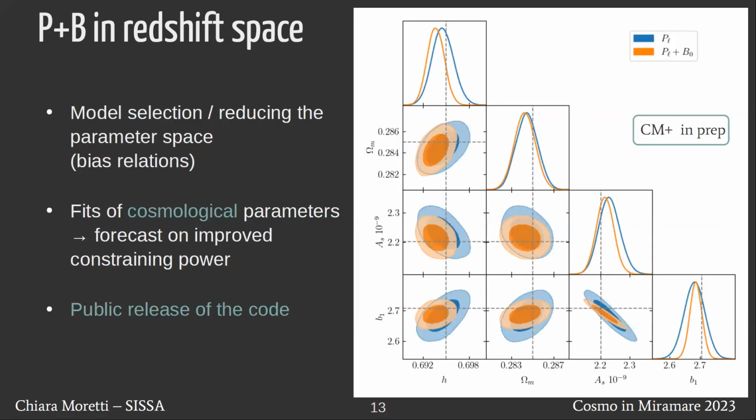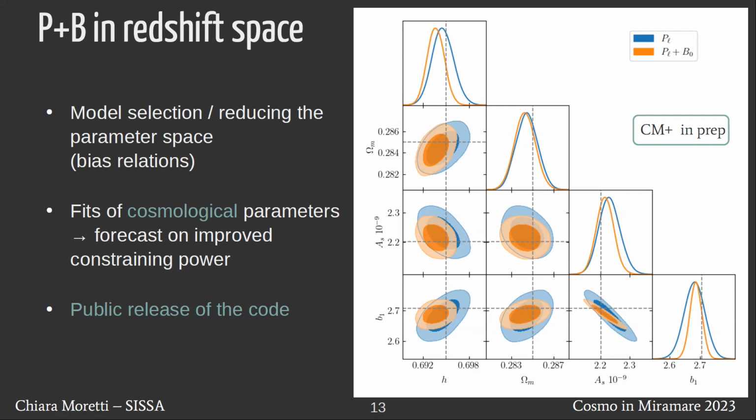Then we move on to cosmological parameters. So in this plot here, you can see the constraints obtained with the power spectrum alone in blue, and then with the addition of the bispectrum monopole. And again, in this case, we want to see up to which scale our model works, but also we want to assess the improvement that we get on the cosmological parameters when adding the bispectrum. So in this case, you can see that, again, some parameters are improved, others not so much.